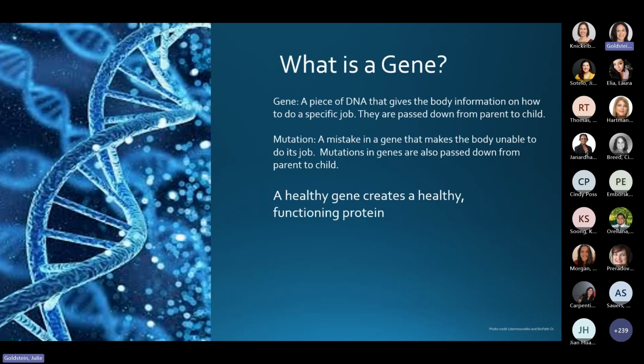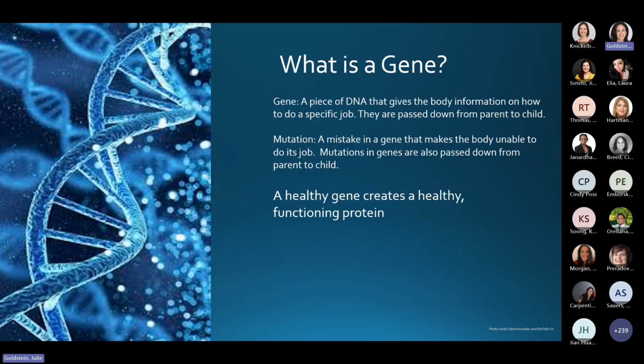Okay, so before we get into the specific syndromes, I just want to remind you what I mean by a gene and a gene mutation. A gene is a piece of DNA that gives the body information on how to do a specific job. In general, we have 2 copies of every gene. 1 gene comes from our mother, 1 gene comes from our father, and again, they're passed down to us.